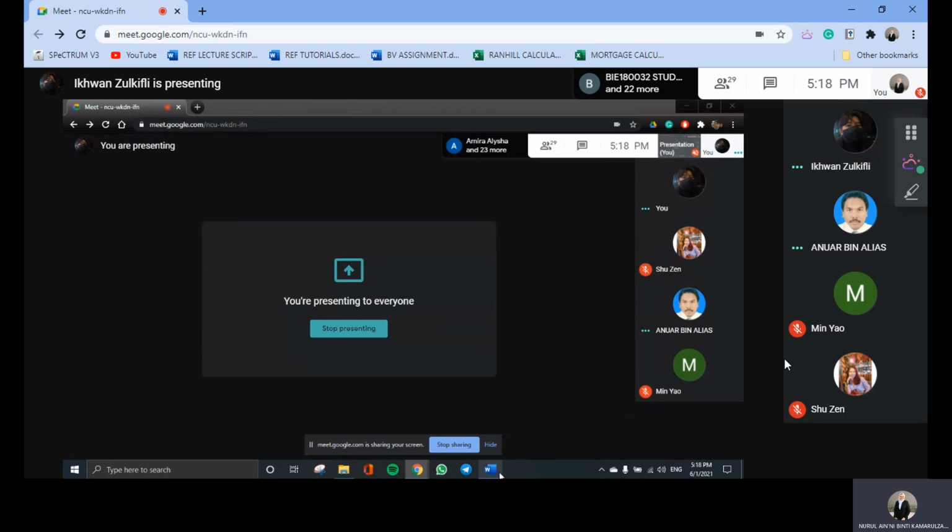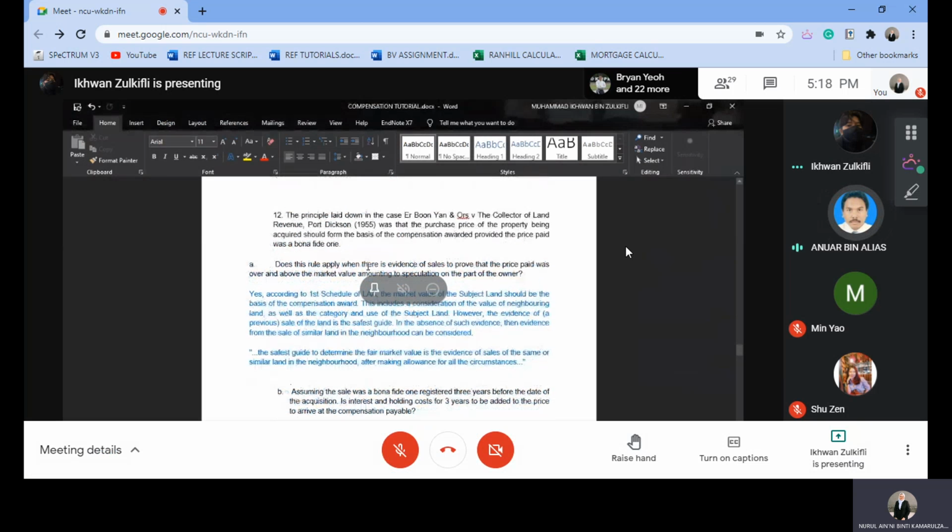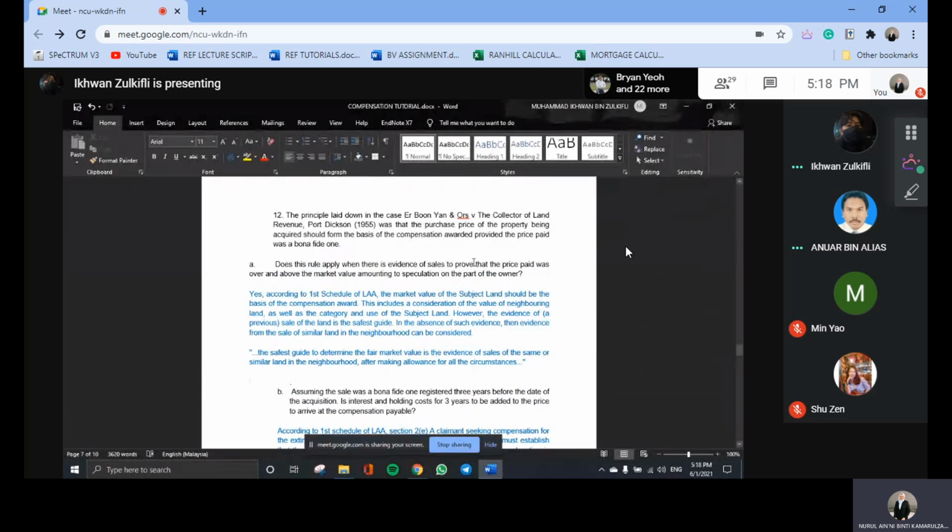All right, can you see my screen? Okay, now it works. So the question is, the principle laid down in the case of Ee Boon Yan and Ors versus the Collector of Land Revenue in 1955 was that the purchase price of the property being acquired should form the basis of the compensation awarded, provided the price paid was a bona fide one. Does this rule apply when there is evidence of sales to prove that the price paid was over and above the market value, amounting to speculation on the part of the owner?